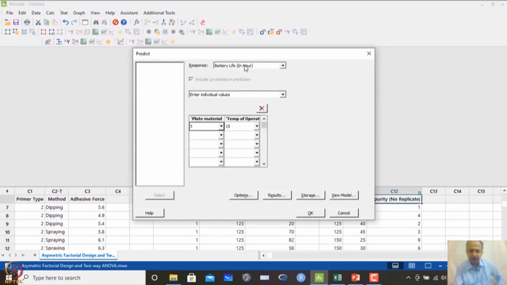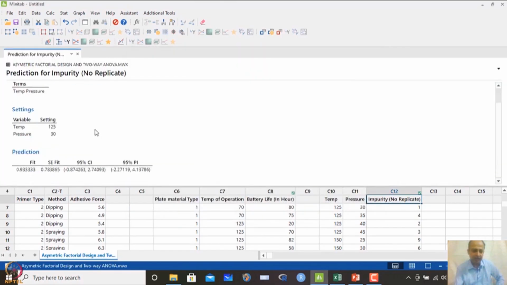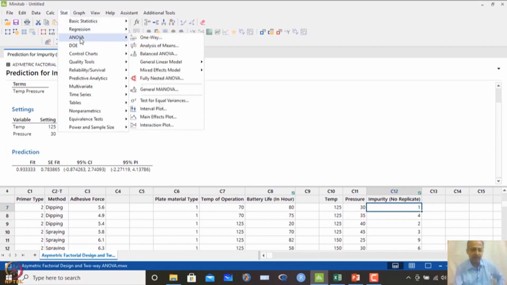Here I am using not battery life but impurities, what we have done. I can take a combination of, let us say, temperature 125 and pressure approximately 30, and the predicted fit value we can see over here is 0.933. So, near to 1, we can assume. Impurity is less than 2, what we have seen in the contour plot also. That is the prediction, and the prediction seems to be okay.